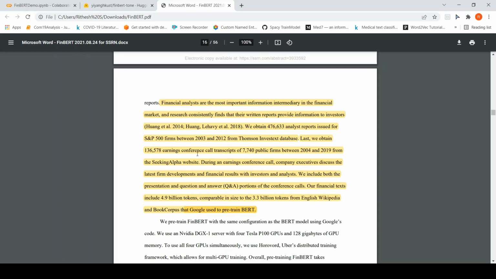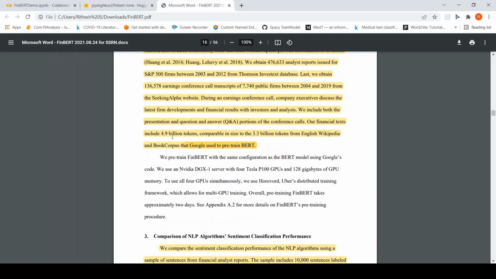And lastly, they obtained 136K earning conference call transcripts of 740 public firms between 2004 and 2019. Okay, so this is a huge amount of financial data, right? And across long time periods as well. So they have close to 4.9 billion tokens in this particular text.